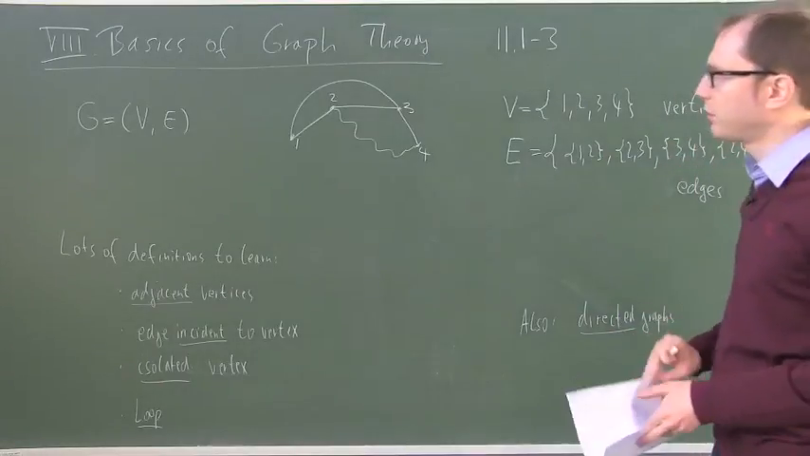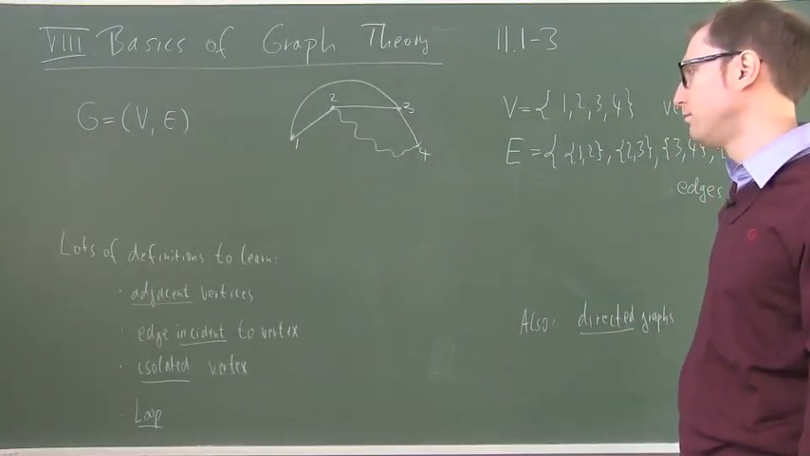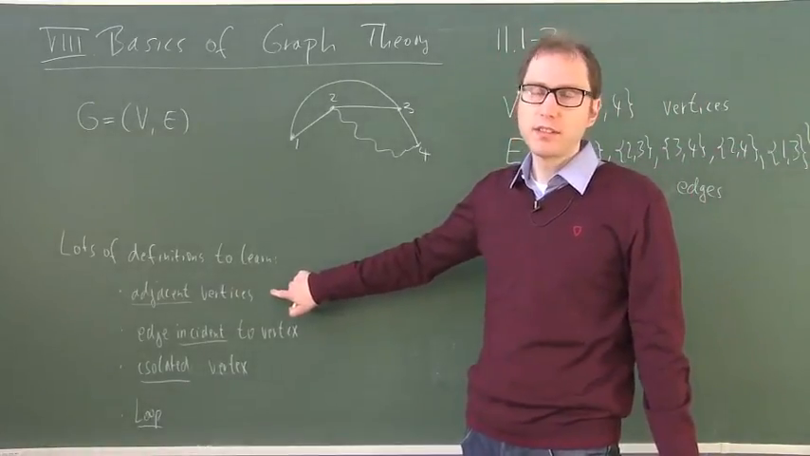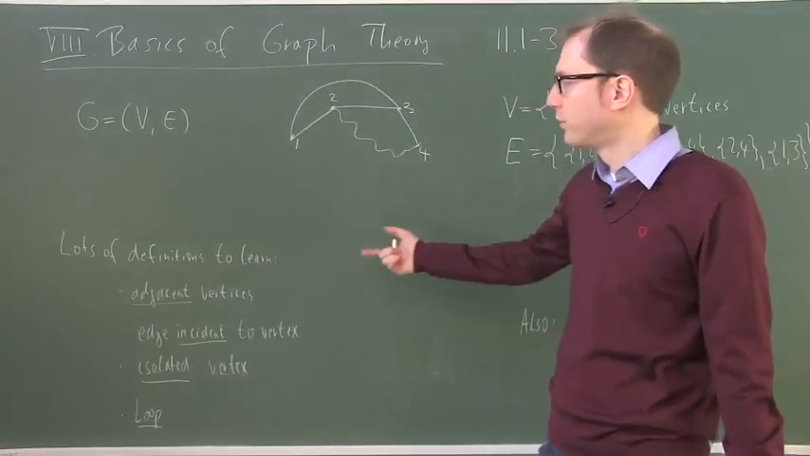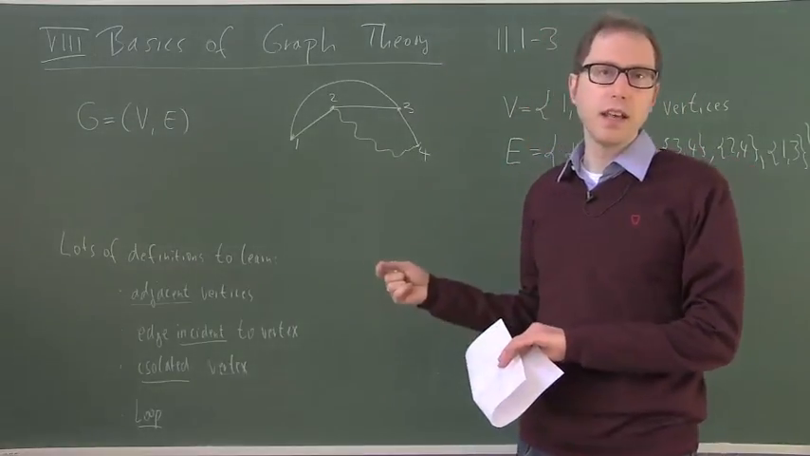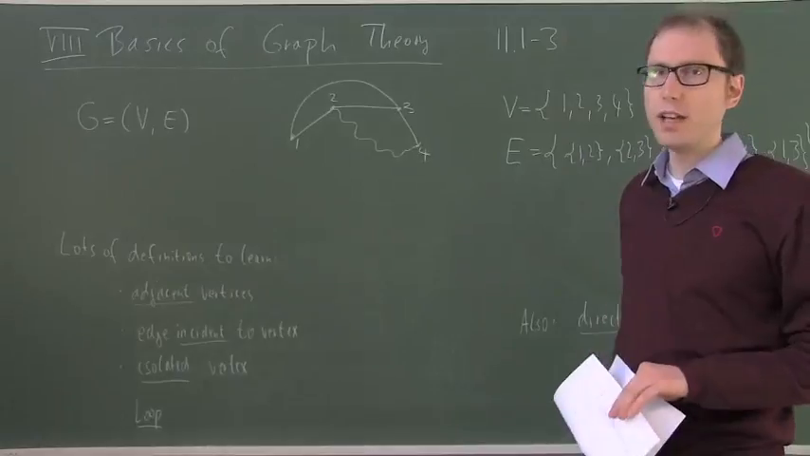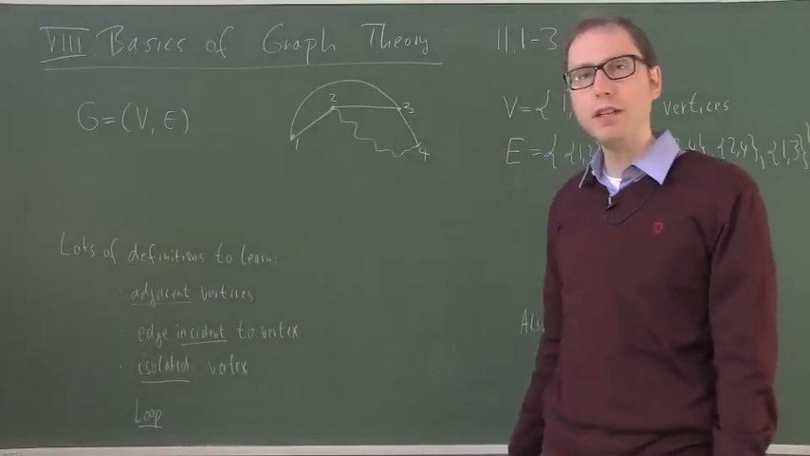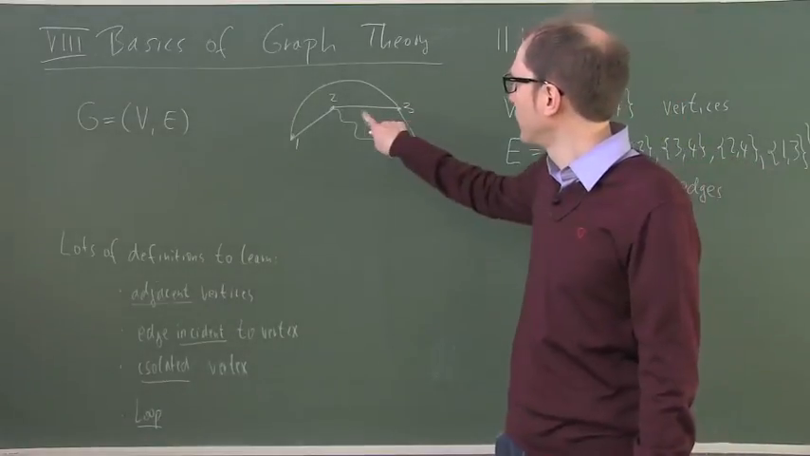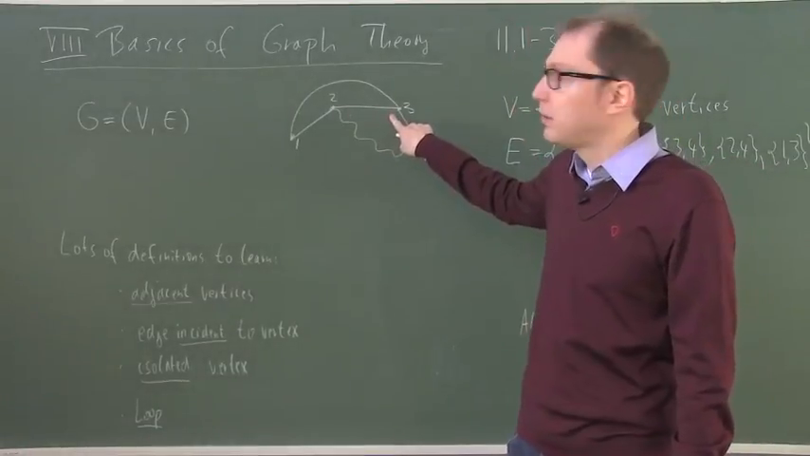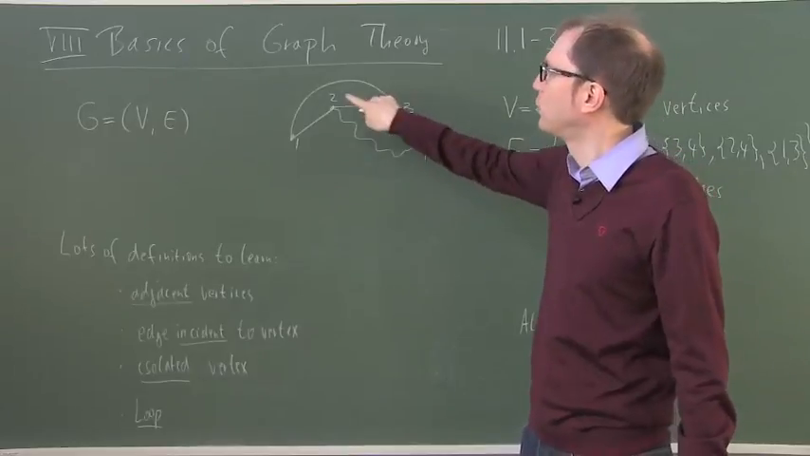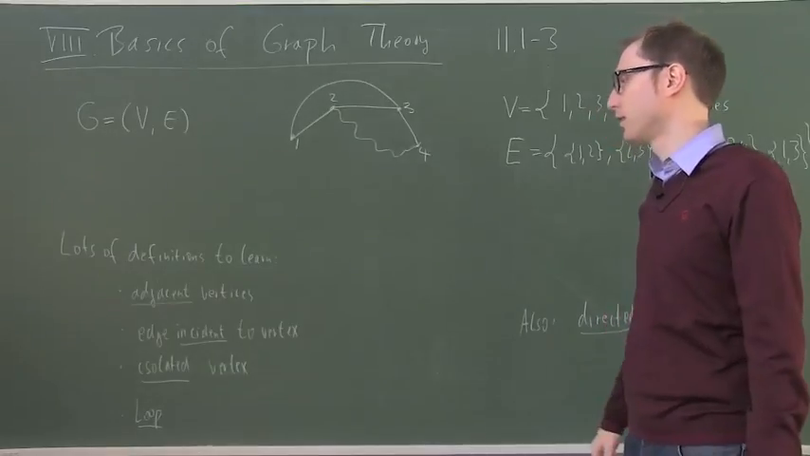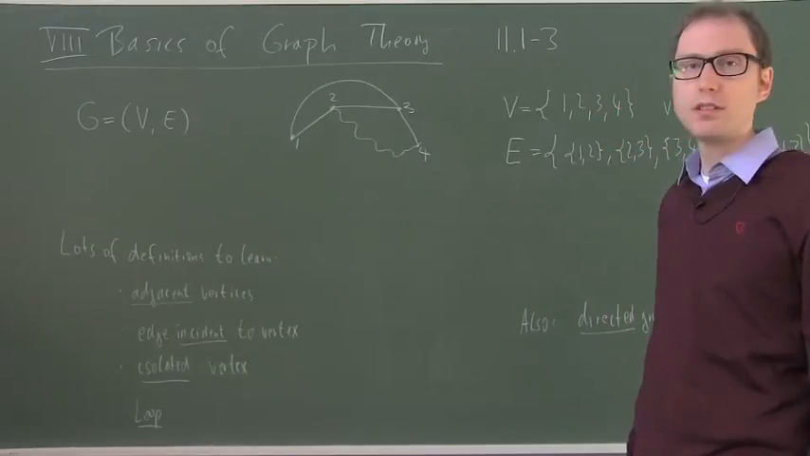Okay, so what kind of definitions do we have? For instance, there's a notion of adjacent vertices. That's just a different word for when we have 2 vertices that are connected by an edge, meaning these 2 vertices are adjacent. Then incident edges, what does that mean? If you have an edge, let's say 2 and 3, you say the edge is incident to the vertex 2, because 2 is a vertex of the edge. So every edge is incident to 2 vertices.